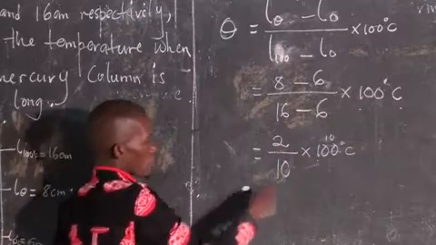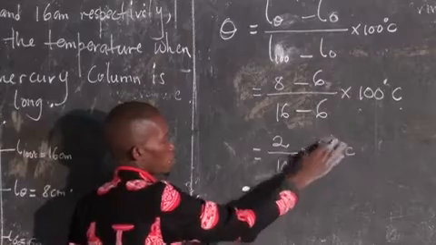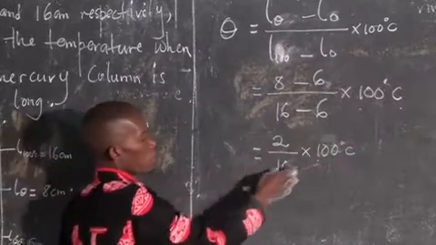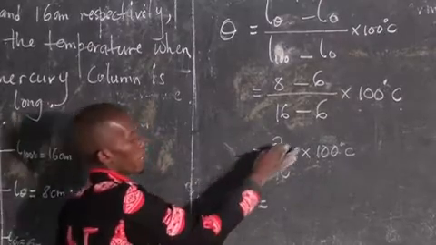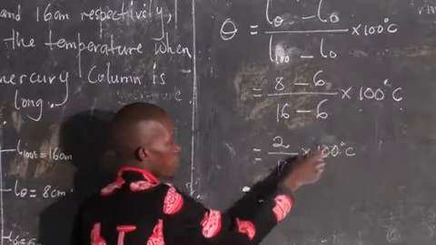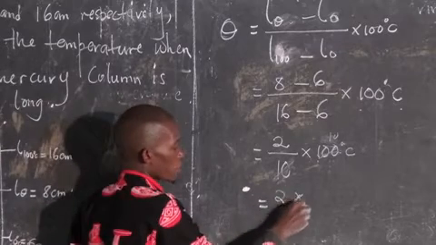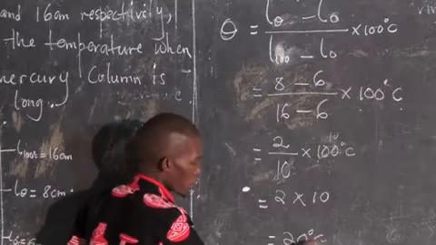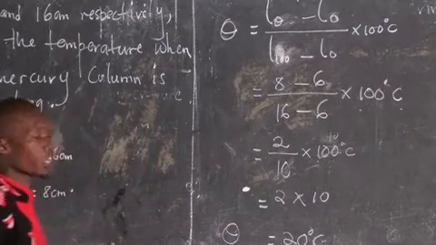What you do, you can cancel by 10 here. In fact, you don't try to cancel, but you just identify. A 0 by a 0. When you multiply there, you are going to have 2 times 10. You get 20 degrees Celsius. This is the temperature.